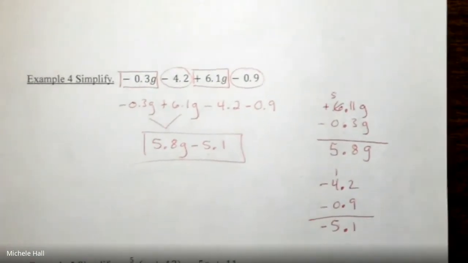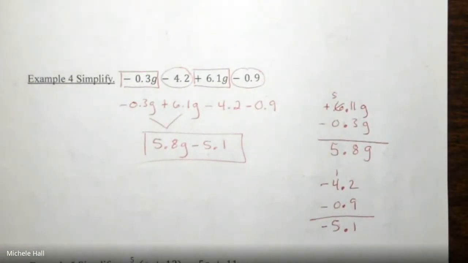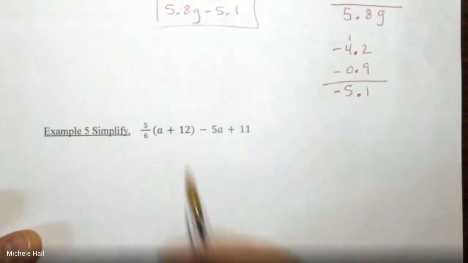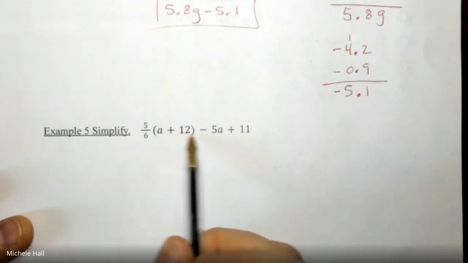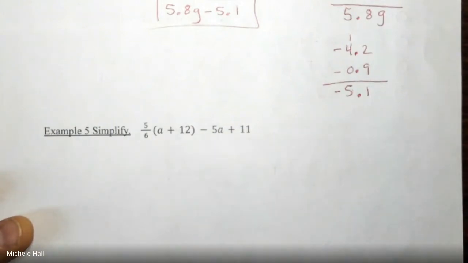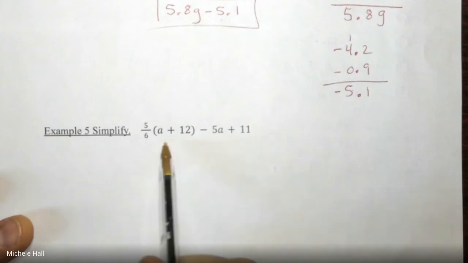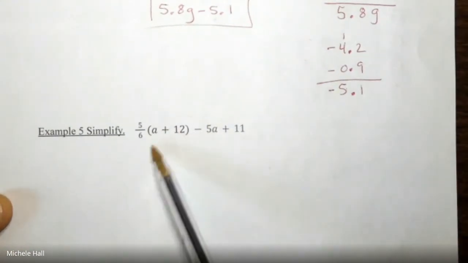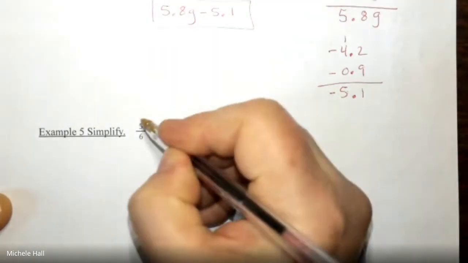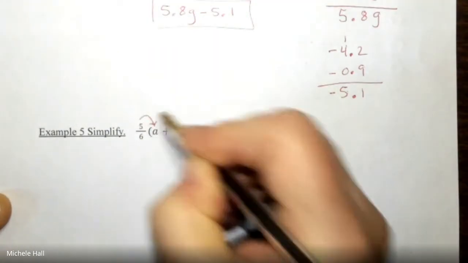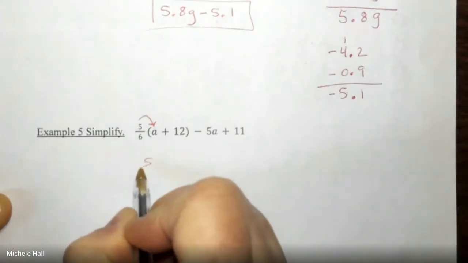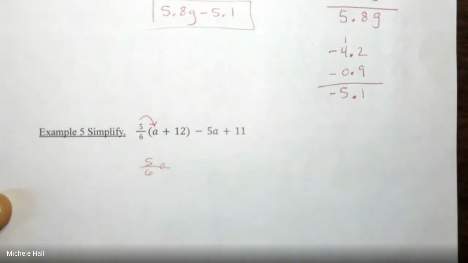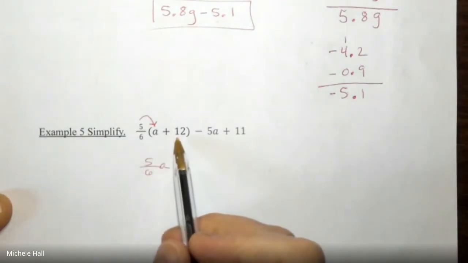When it's the same sign, we add them up and keep the same sign. Example 5. We have fractions. I see that I have parentheses. So to simplify, the definition was that there would be no parentheses and no like terms. Let's start with getting rid of the parentheses. I need to use the distributive property. 5/6 times A is 5/6 A. I'm going to put it right next to it. 5/6 A. 5/6 times positive 12.